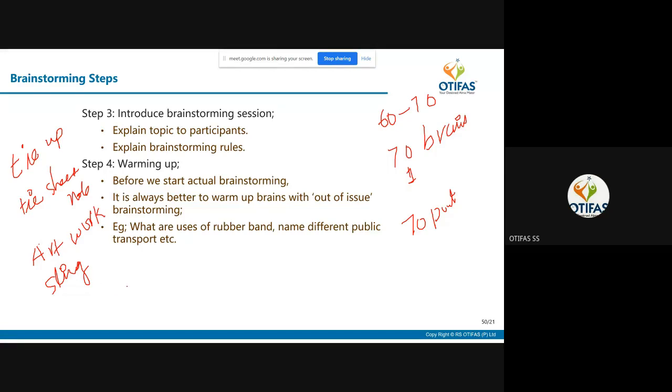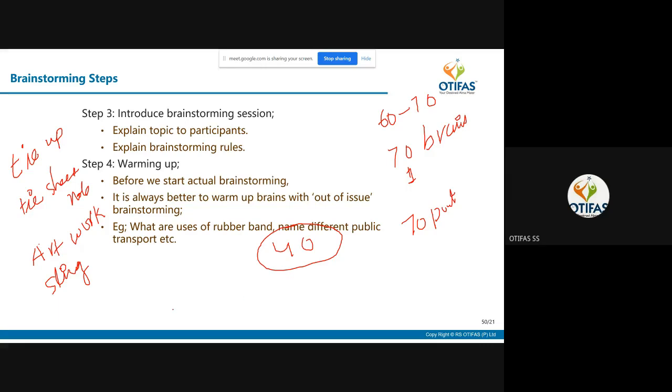So I have conducted this rubber band exercise with so many people, so many times. I have around 30-40 ideas. They're not mine, people have given them to me. I know, even I never thought of these ideas.